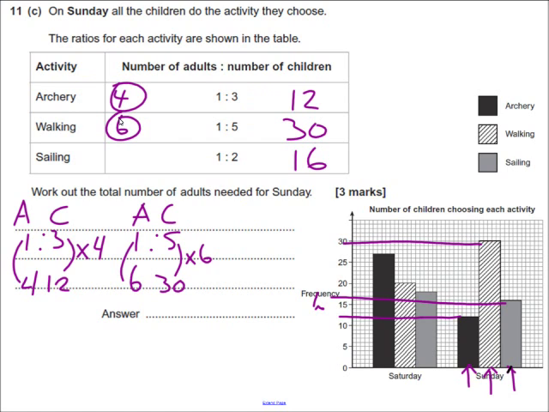So we need 6 adults to take the children walking. Finally, for sailing, adults to children, we have a ratio of 1 to 2, and there are 16 children who want to go sailing. Therefore, we've multiplied it by 8, and we have to do the same on the other side. So we need 8 adults to take them sailing. To get our answer, we need to add our 6, our 4 and our 8, and that gives us 18 adults in total.